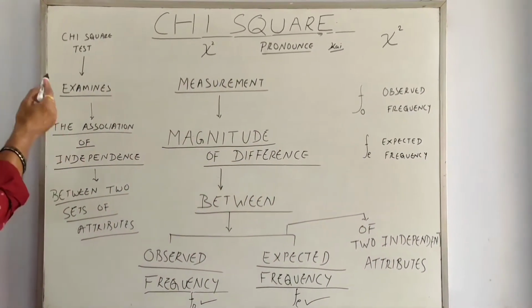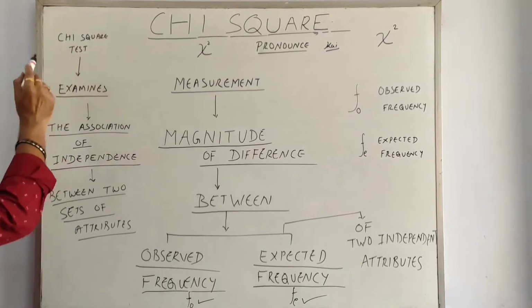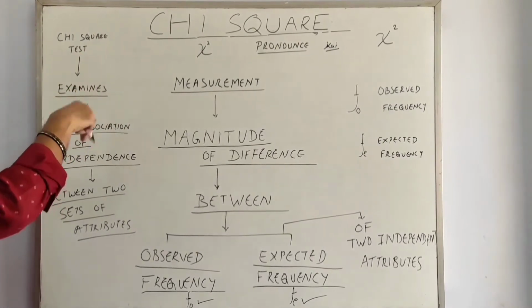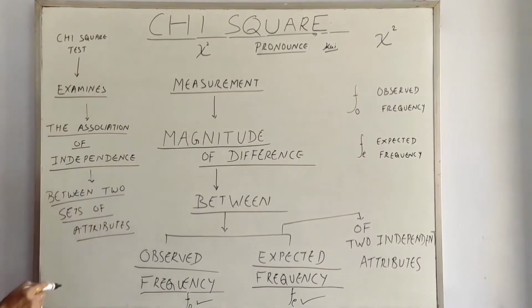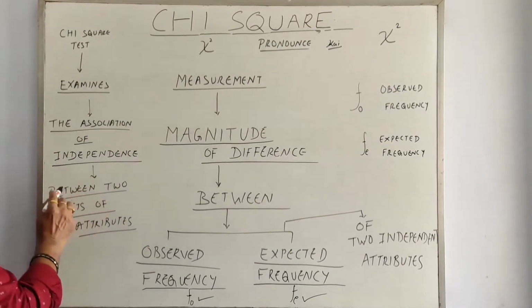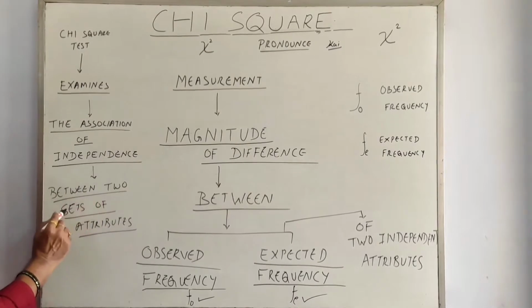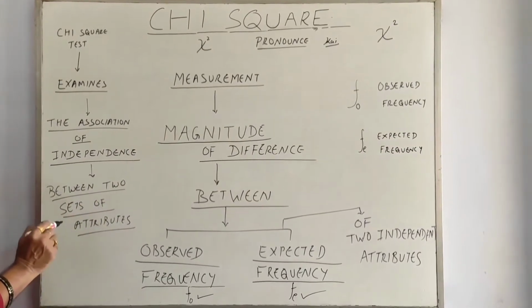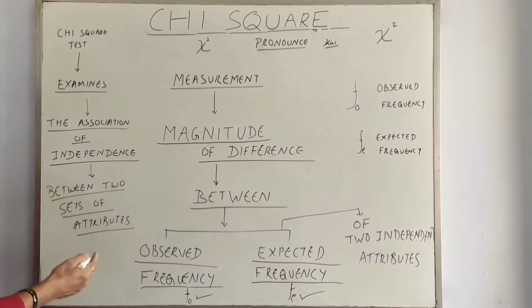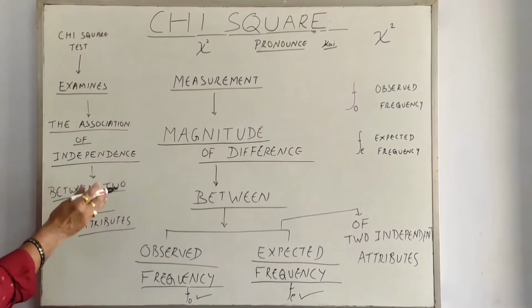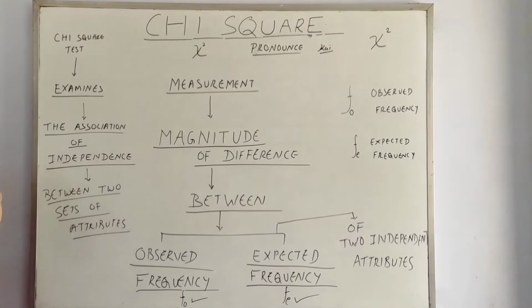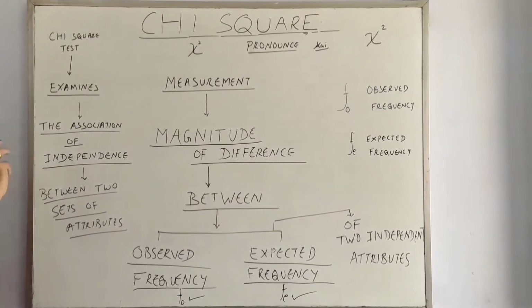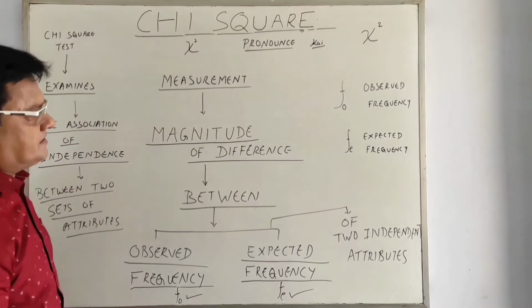In other words, we can also say chi-square test examines the association or independence between two sample sets of attributes. There can be any two sample sets, and we have to find whether they are correlated with each other or independent of each other. That is something we are going to study in chi-square test.